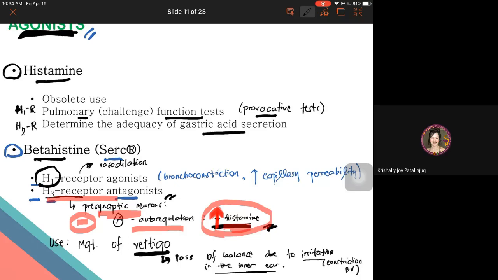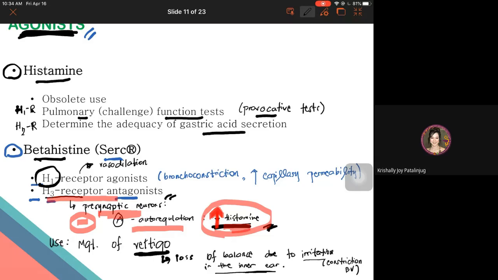So pwede siya in the management of vertigo. So beta-histine, yan yung gamit niya for vertigo. Anti-vertigo na siya sa inyahang packaging. Yun yung mabasa. Okay, CIRC, anti-vertigo. MOA niya, histamine 1 receptor agonist and histamine 3 receptor antagonist.